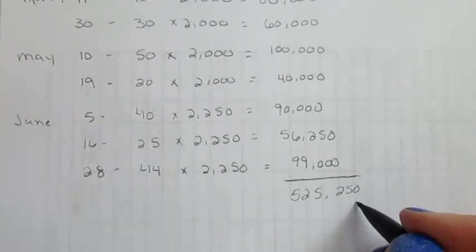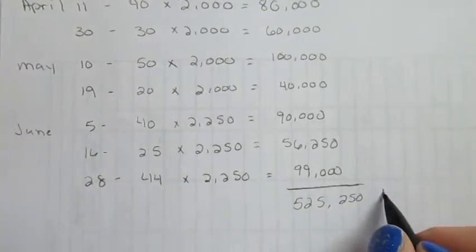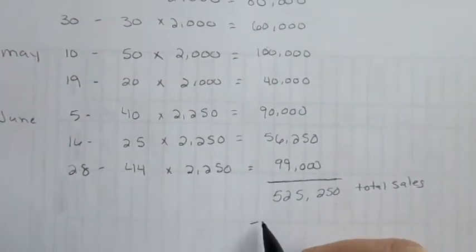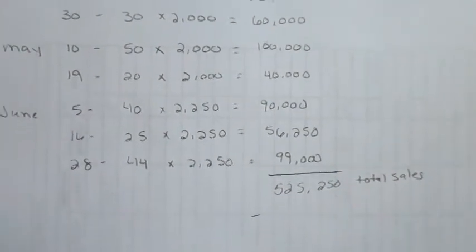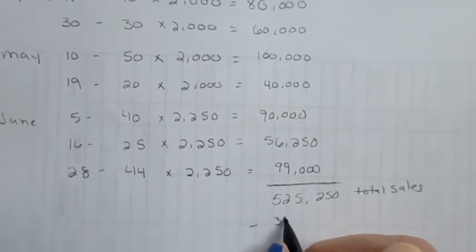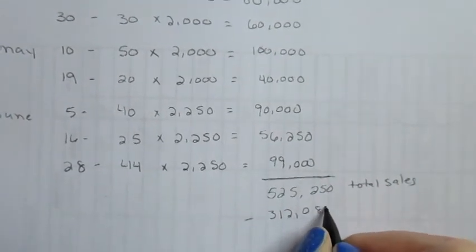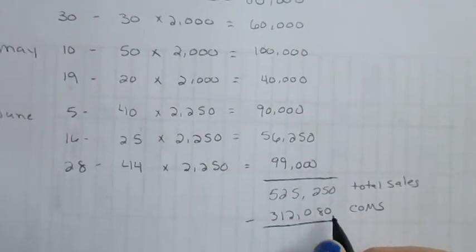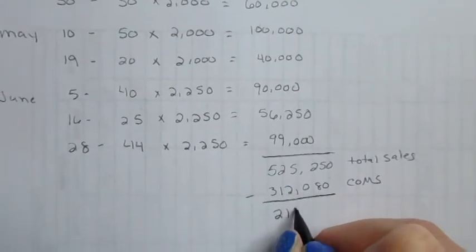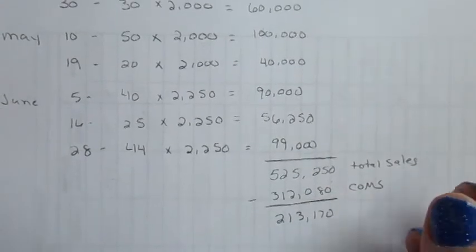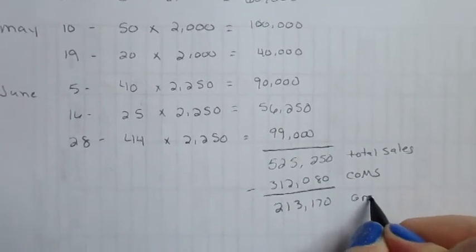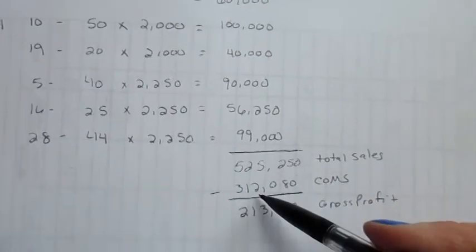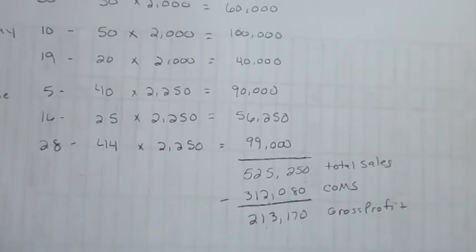So this problem then asked us to find our gross profit. So we're going to take this $525,250. This is our total sales. And we're going to subtract our cost of merchandise sold, which we found on the flip side of our paper, to be $312.80. Okay. Once we subtract those numbers, we get $213,170. And this tells us our gross profit. Okay, so this is how much we actually made using our LIFO system.